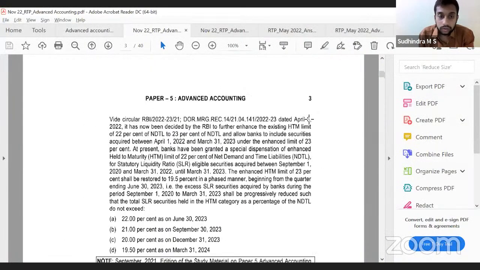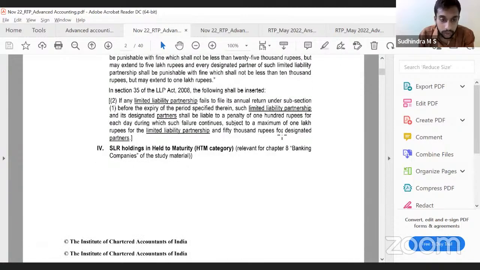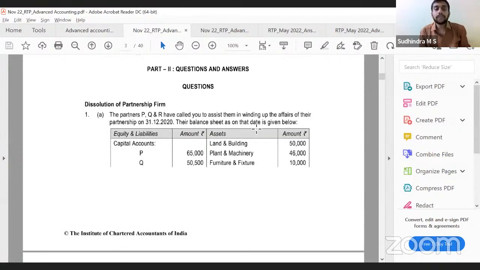We'll start with those who are not yet serious about your exams, right? November 22 RTP has already been released, right? So we'll look into RTP questions itself, the November 22 question itself. So first, dissolution of firm.